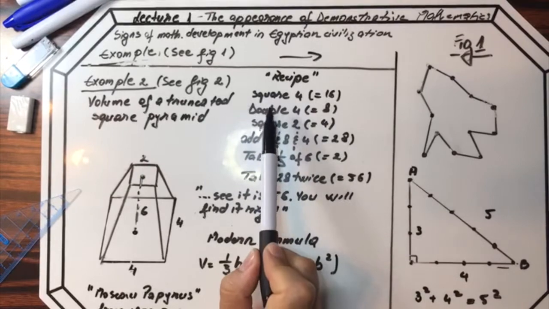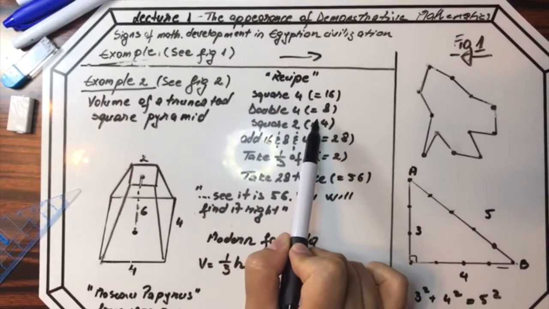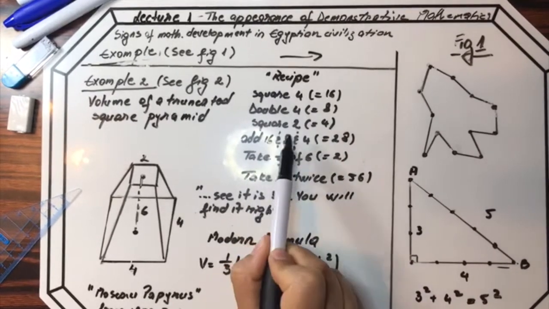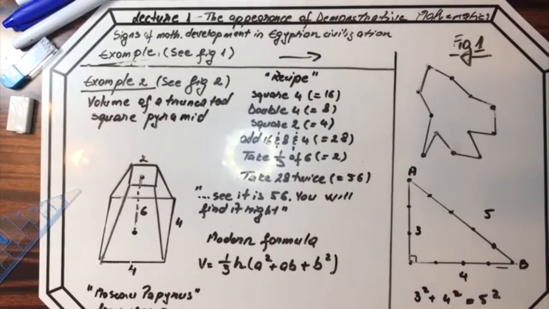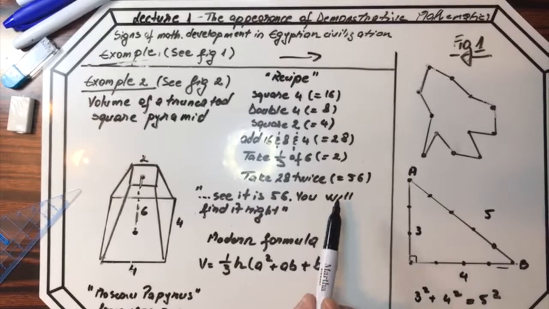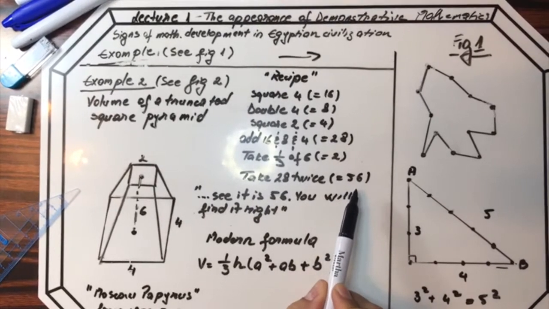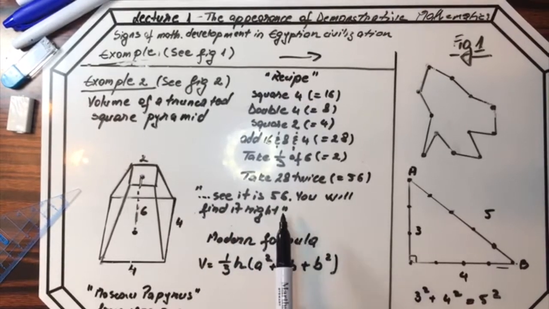It says square 4 resulting in 16, double 4 resulting in 8, square 2 resulting in 4, and then add the 16, the 8, and the 4 resulting in 28. After, we take 1/3 of 6 resulting in 2. Finally, we take 28 twice, resulting in 56. And as the legend has it, it says, see, it is 56.